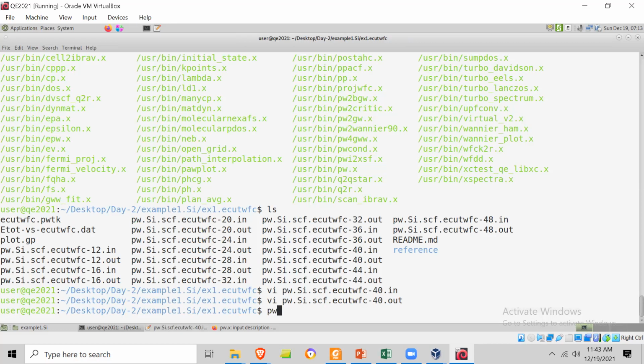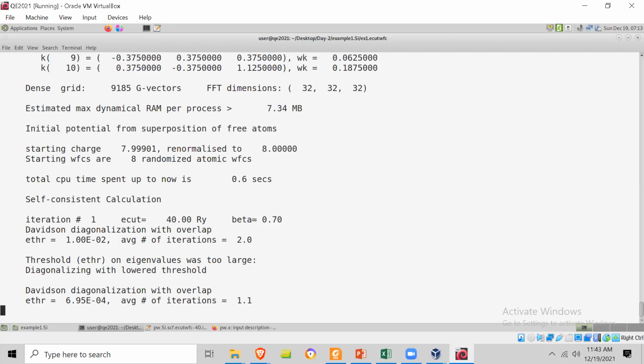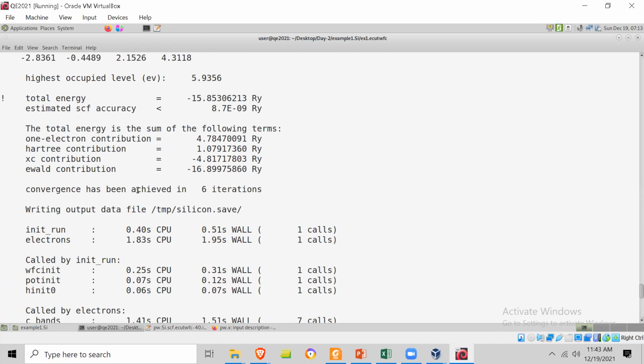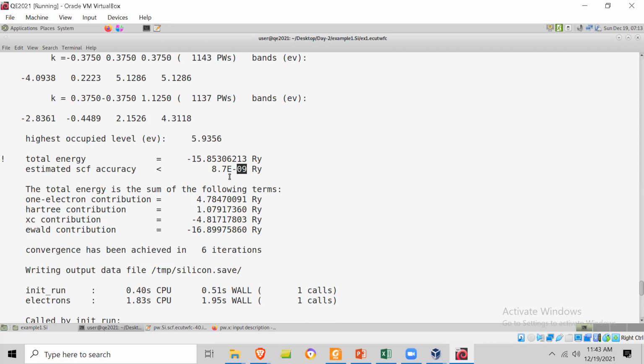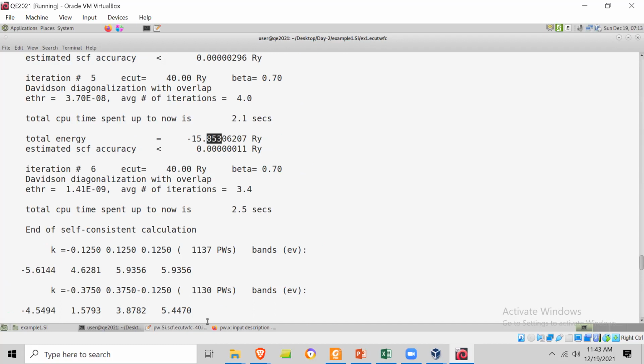If you're running from the command line, you just type pw.x, then the input file. This is the file we want to have as input, and then the output, pw 40 out. These things are detailed in the handouts. And now you can see it running interactively. It ran pretty quickly. It went to 6 iterations and the estimated accuracy went down to minus 9 because we requested 8. So it came from 8 to 9 here, increased the accuracy, and probably changed the energy a bit as well. So you can decide how accurate you want it to get.